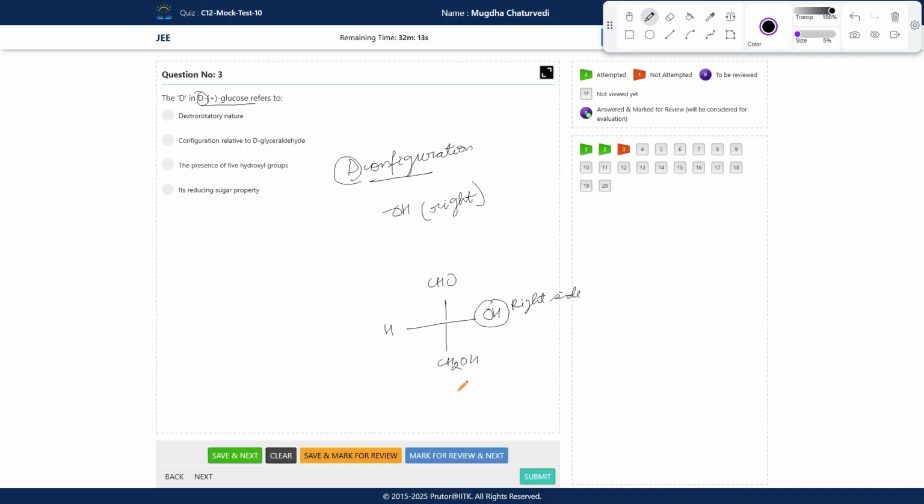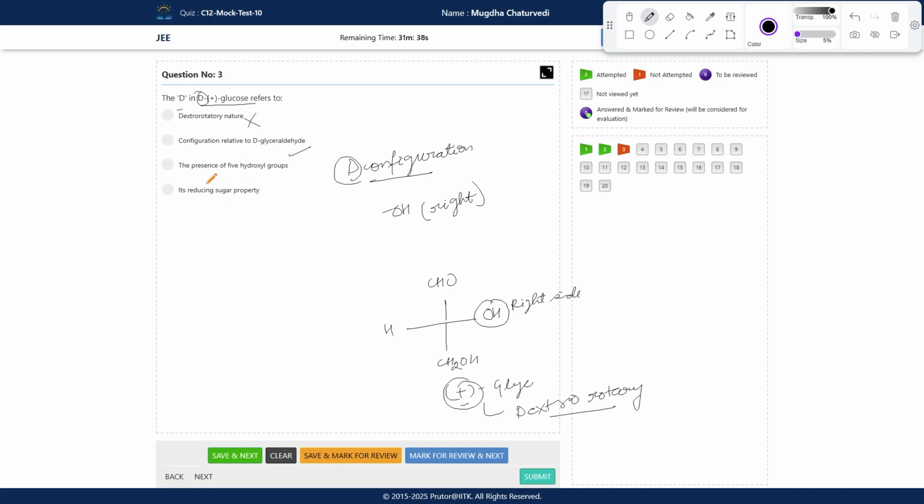So you can write it as (+)-glyceraldehyde. And what does this plus stand for? This plus stands for the fact that it rotates the plane polarized light in the right direction, so it is dextrorotatory. Now if I talk about this D in glucose, what does this tell us? This tells us about the configuration relative to D-glyceraldehyde. This plus tells us about the dextrorotatory nature.